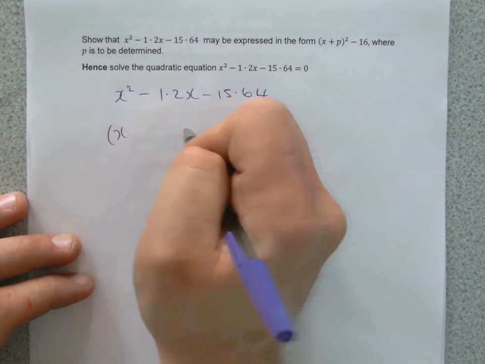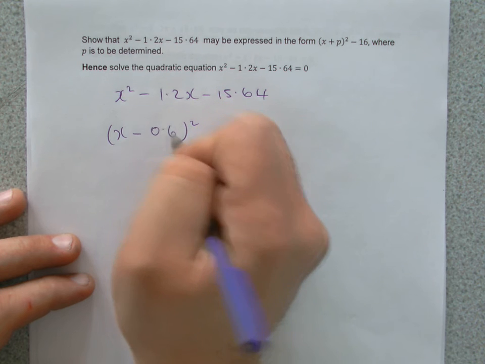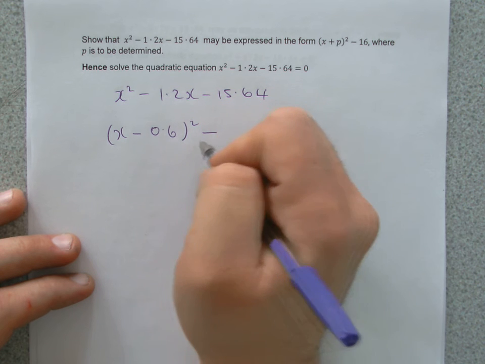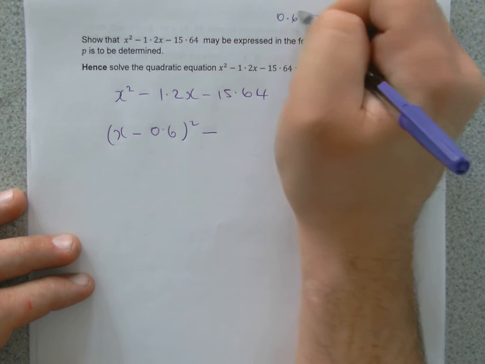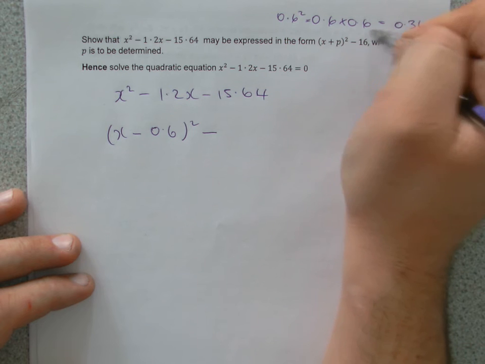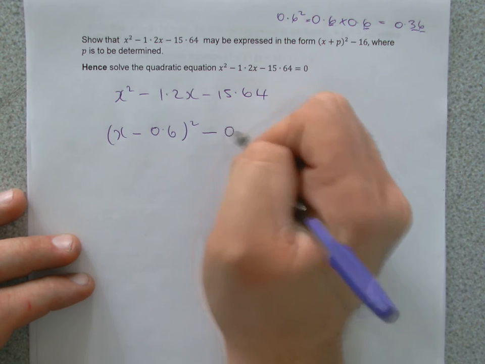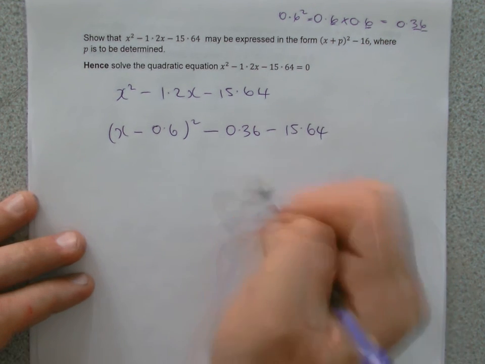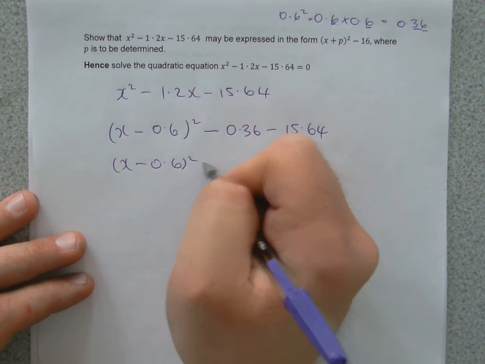Of course, with completing the square, you need to halve this, so half of 1.2 is 0.6. Take away then the square of this, so you've got to square 0.6, in other words 0.6 times 0.6. When you multiply them, 6 times 6 is 36, and with 2 decimal places in the question, 2 in the answer. So you take away the square, which is 0.36, take away 15.64, and then you get what they want, because that and that then becomes minus 16.